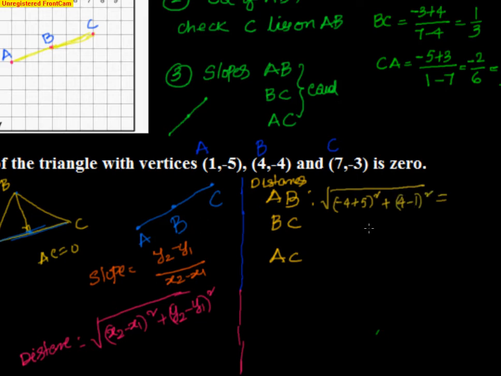4 minus 1 whole square. 5 minus 4 is 1. 1 plus 3 square is 9. So this becomes root of 10. I think you are with me, right? You should be okay with skipping that small step in between, right?